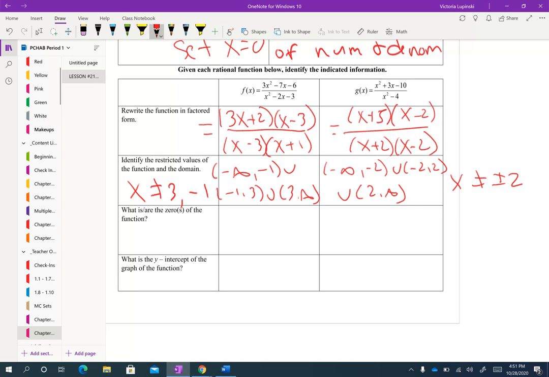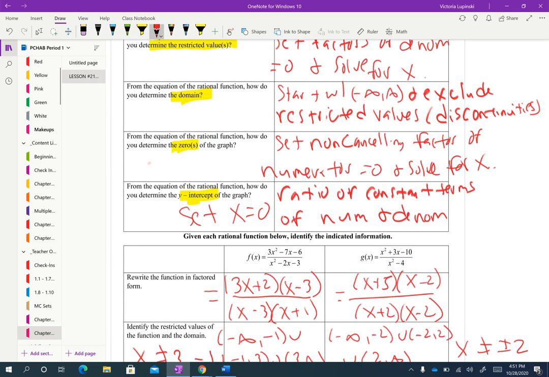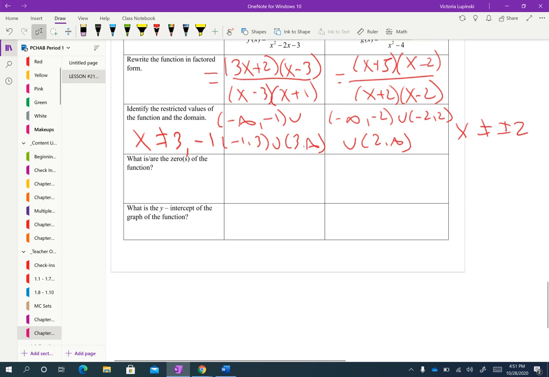What are the zeros? If you forget, go back up to where it says your zeros. You're going to set the non-canceling factors of the numerator equal to 0. So here in the first one, the non-canceling factor would be 3x plus 2. And if you solve, you're going to get negative 2/3. In the next one, the non-canceling factor is x plus 5. So that's going to give you an answer of negative 5.